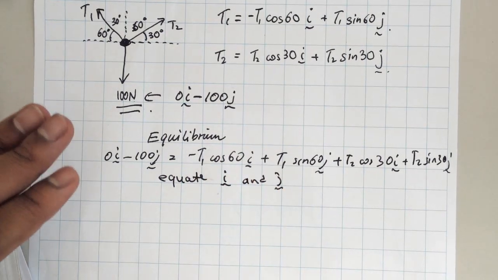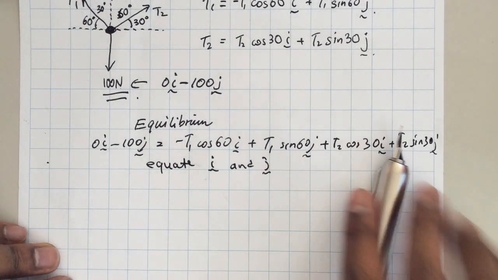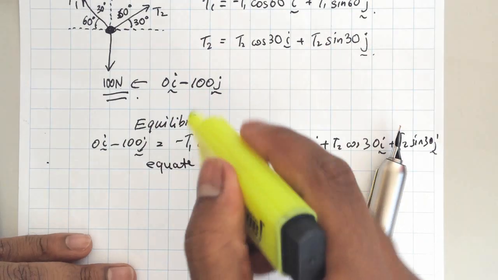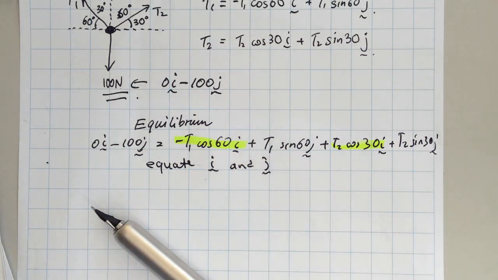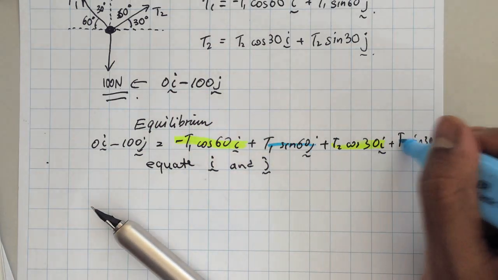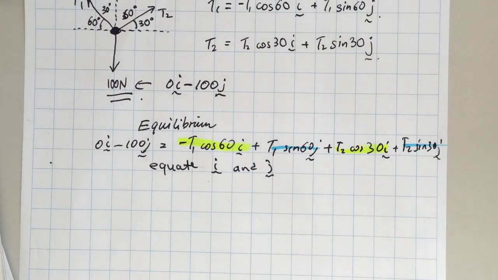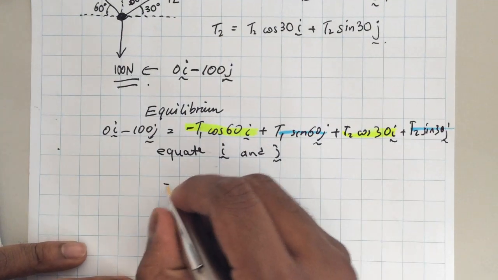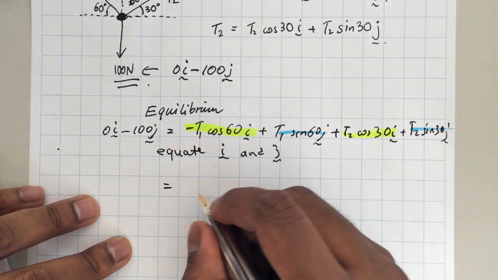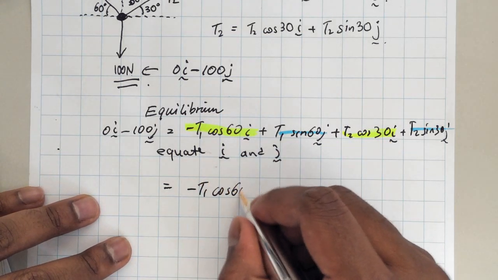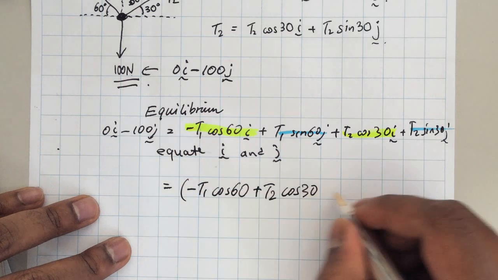So we'll leave that left side alone, but we're going to focus on the right side. So on the right we got I's there. I'm going to highlight this in a different color. That's an I. That's an I. My J's, that's a J, and that's a J. And there's also a J. So with these two I's, I can actually factorize out the vector, and I can have negative T1 cos 60 plus T2 cos 30, and all this is I.